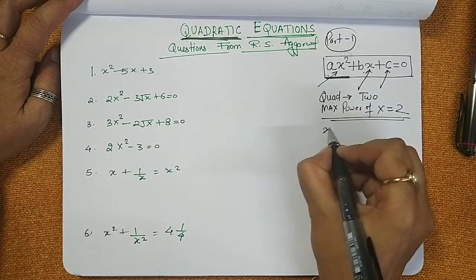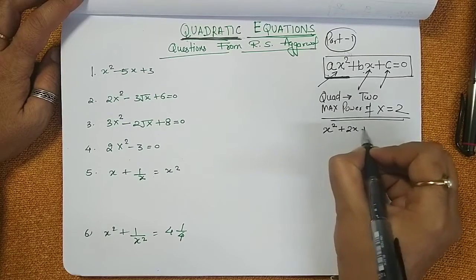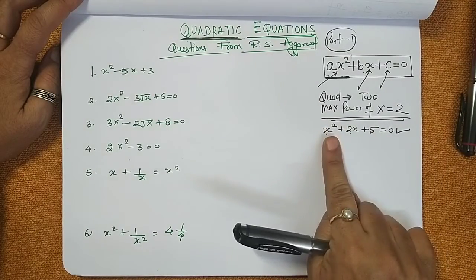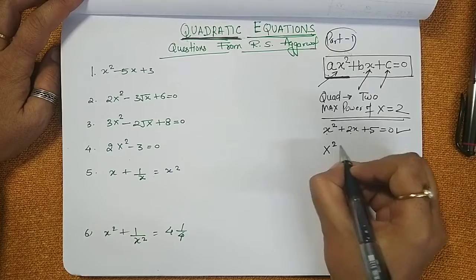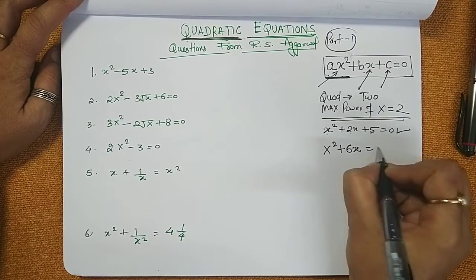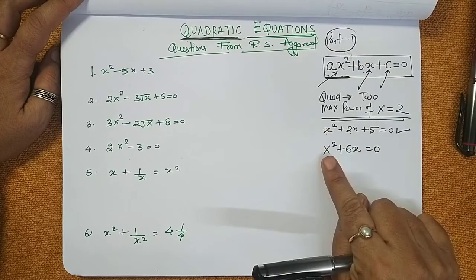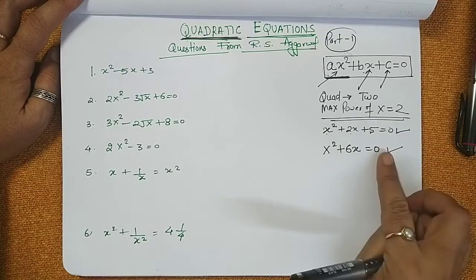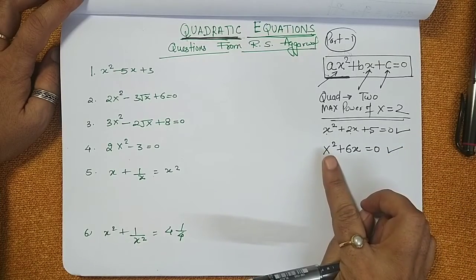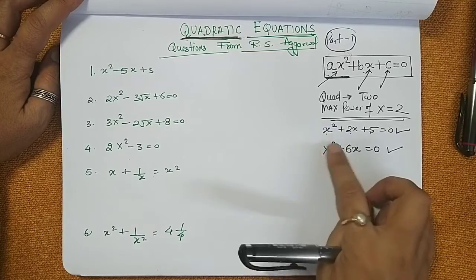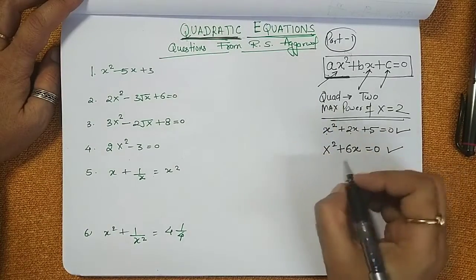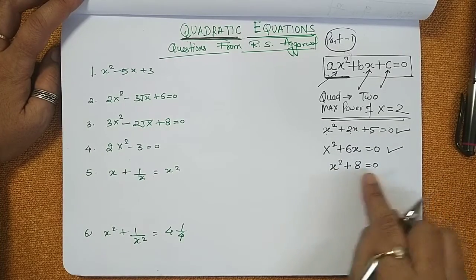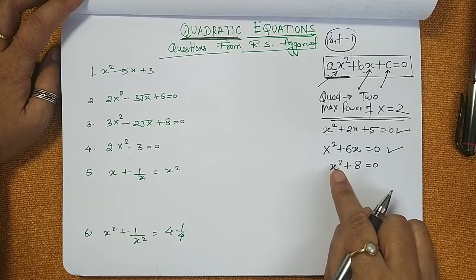Understood? Suppose I have x square plus 2x plus 5. So are all three terms there? Yes, it is quadratic. X square is there? Yes. Now suppose I have x square plus 6x is equal to 0. So it has x square, something similar to bx, but c is missing, but it is still a quadratic equation because it has x square. This is a must. The term which is making it quadratic is x square. If you have something like x square plus 8 is equal to 0, this is also quadratic. Remember, the maximum power has to be 2.